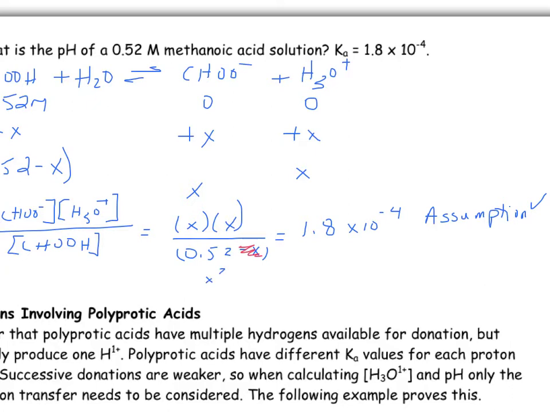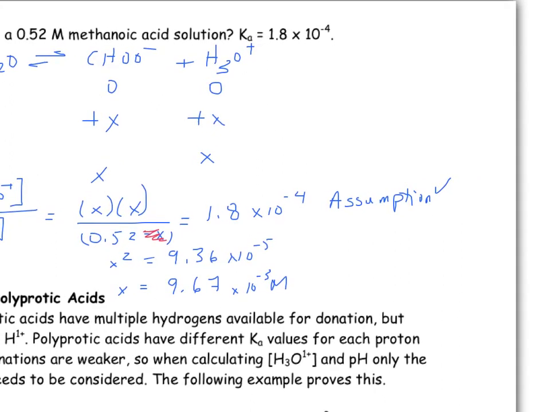My numerator becomes x squared, and if I take 0.52 and times by 1.8 times 10 to the minus 4, I get 9.36 times 10 to the minus 5. If I take the square root of both sides, x equals 9.67 times 10 to the minus 3 moles per liter. If I want the pH of this acid, I'll take the negative log of x, which equals 2.0.